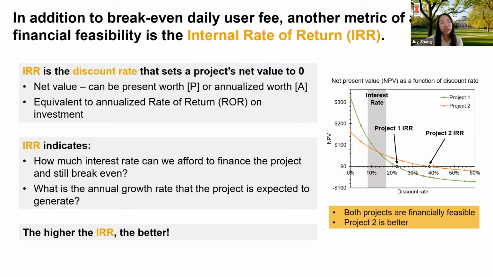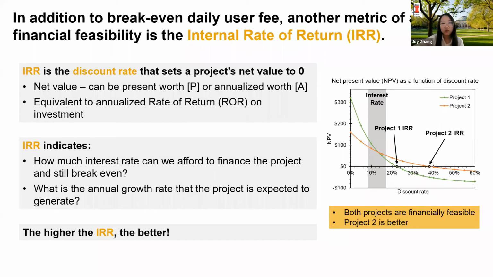So on the right-hand side is a diagram showing the relation between the discount rate and the net present value of projects. The green line, the steeper line, shows the relation for project 1, and the other one shows for project 2. And we can see that the point where these two lines cross the x-axis indicates the IRR of these two projects, and one is crossing at about 25%, and the other is crossing at about 38%.